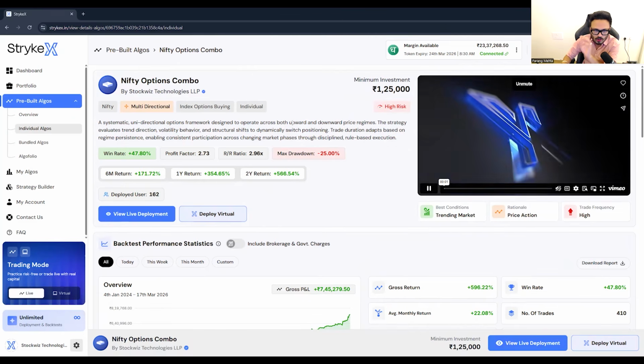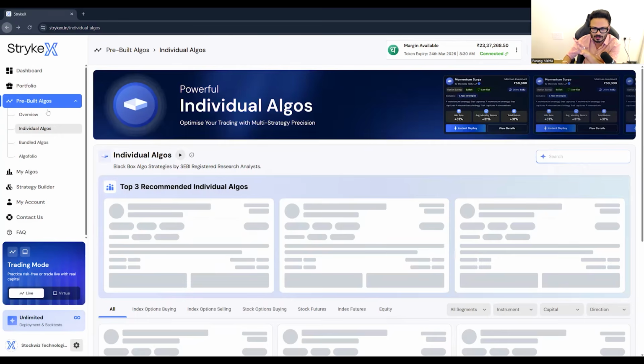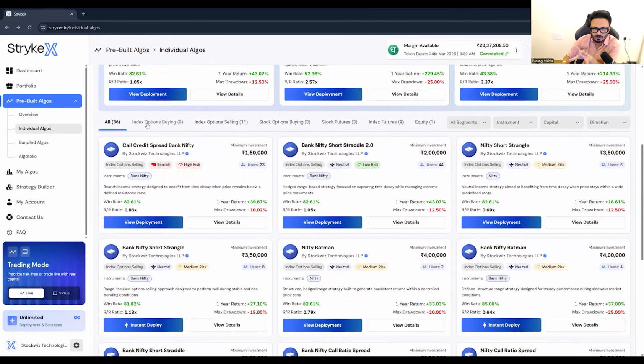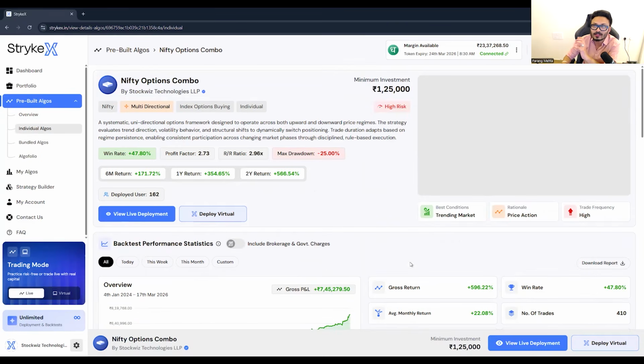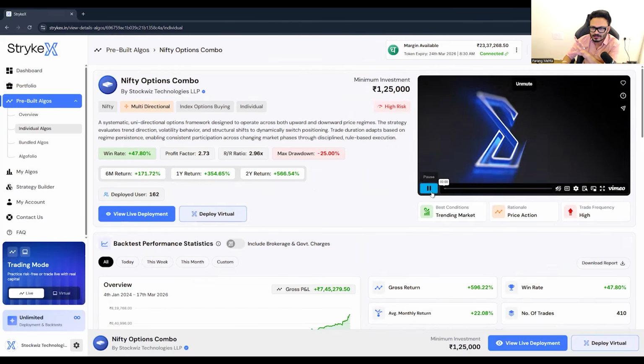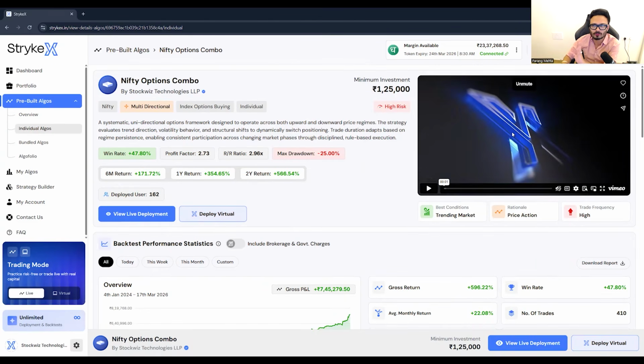So now when I go to view details, any strategy, I'm talking about any strategy that you are judging. So when you go to the view details page, I'll just repeat it. When you are coming over here, click on index options buying. And when you go to the detail of the strategy, you will see multiple things. Number one is just watch the video that I've created, right? You will understand what the strategy is about and who should deploy it.